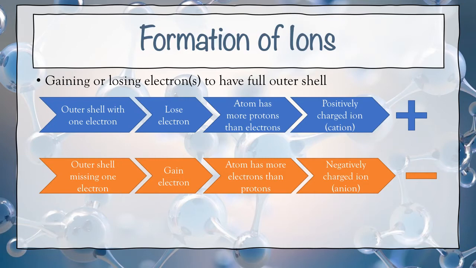But that doesn't mean that you're going to have the same amount of protons and electrons. That's okay. If you lose 1 electron, you're going to end up having more protons than you do electrons. That means overall you're going to have a positive charge. Remember that cations have a positive charge.